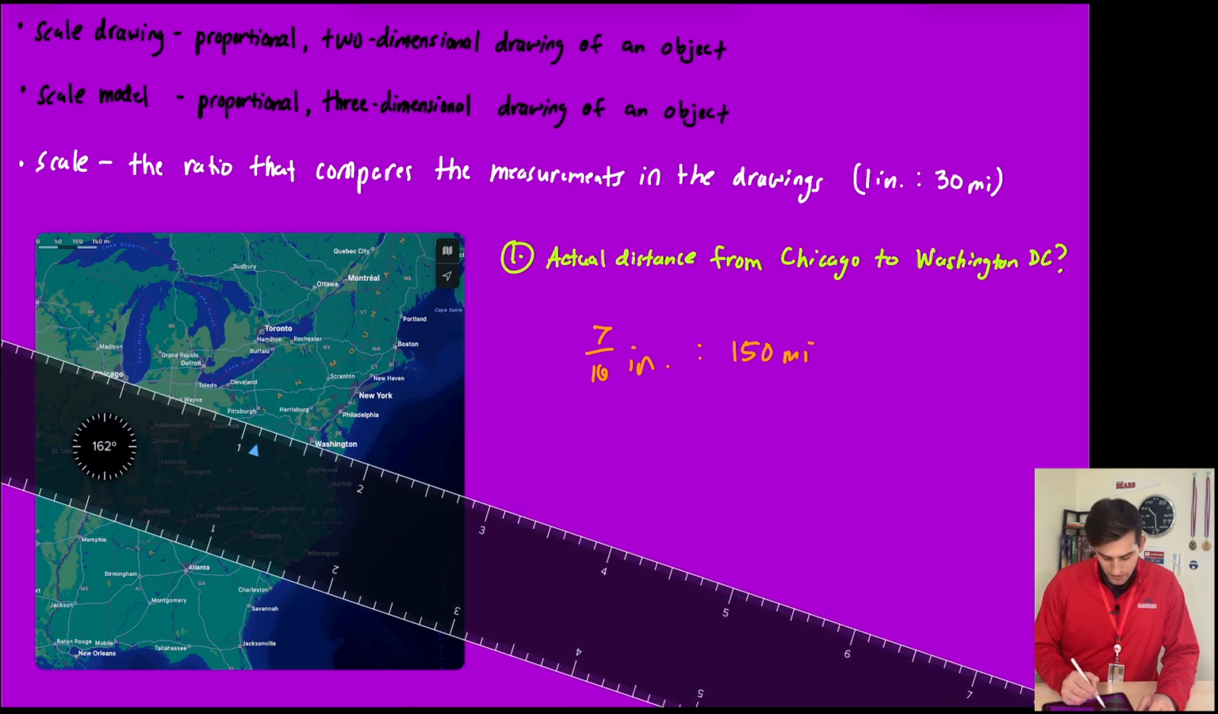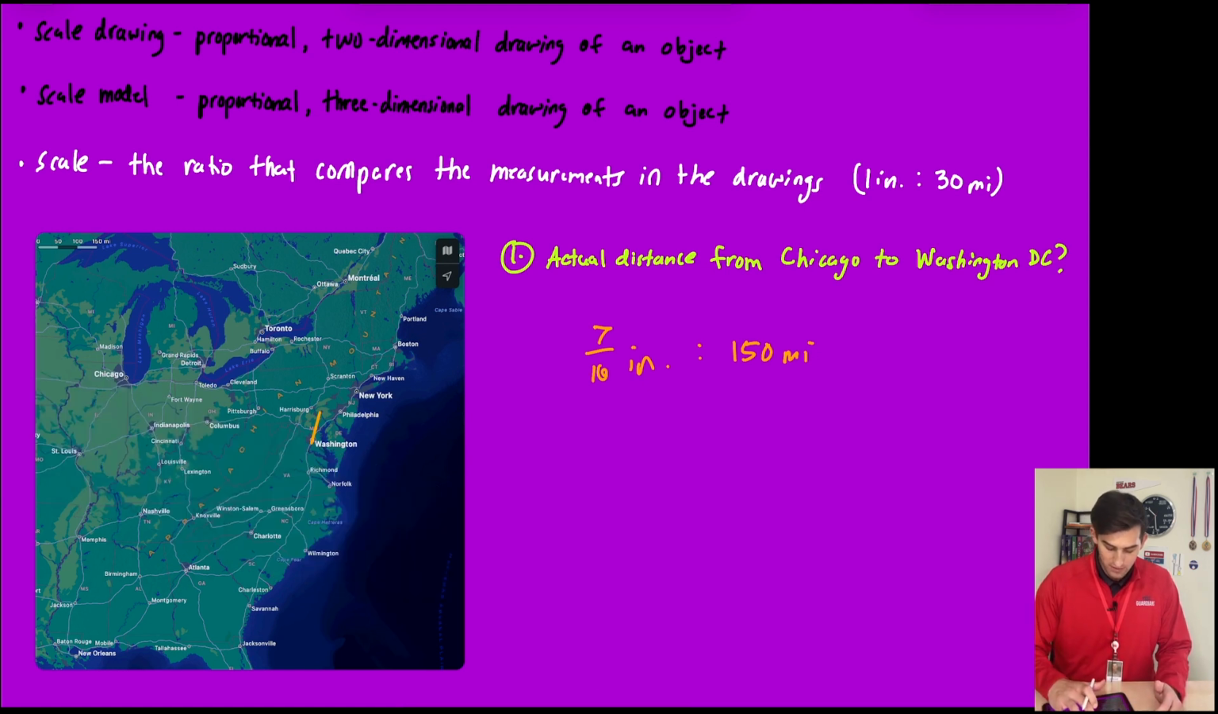And here's Washington, D.C. Okay, so it looks like it's a little bit past 1.5 inches, but let's just go with 1.5 for ease of calculation. All right. So let's say this is 1.5 inches, and we're trying to figure out how many miles that would be. So let's set up a proportion.